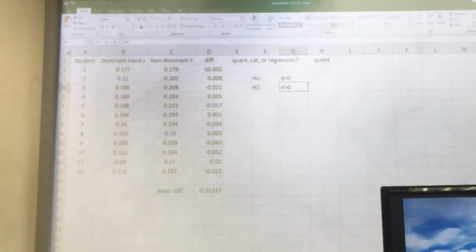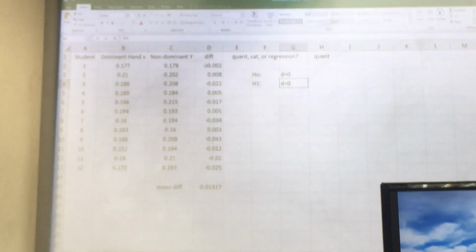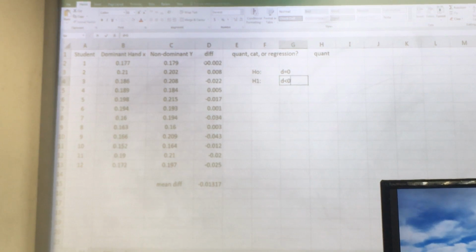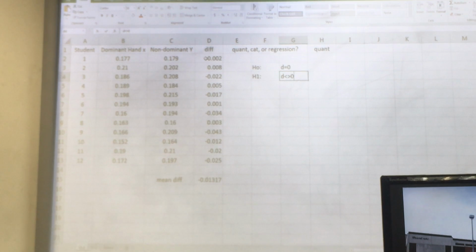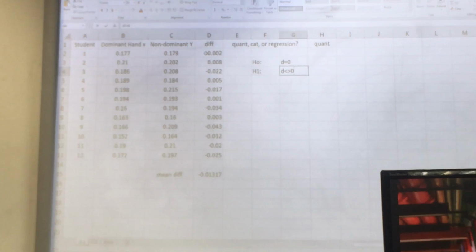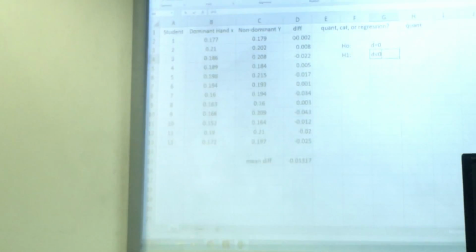Okay? So this depends on how you define it. In our case, we said the faster hand minus the slower hand, so we're going to say the difference is less than 0. If we don't know, we would simply do a two-sided test. The safest thing to do is a two-sided test if you don't know. In our case, I think the case can be pretty strongly made. You think your right hand's really fast. So we're going to go d is less than 0 in this case. Does that make sense? Okay.